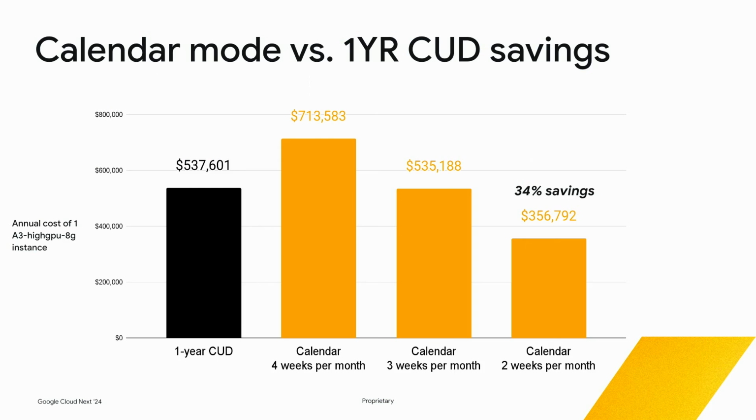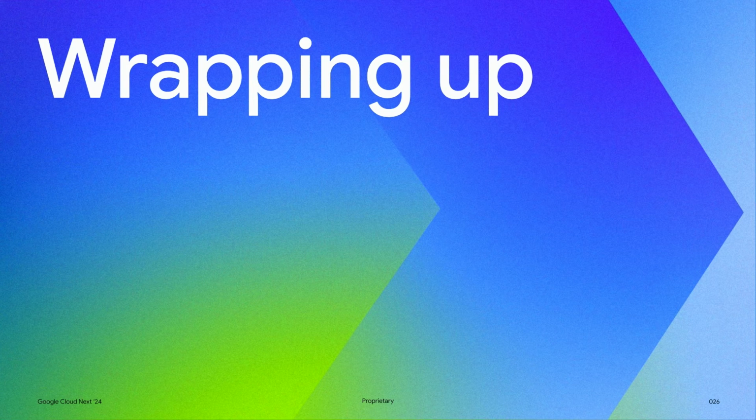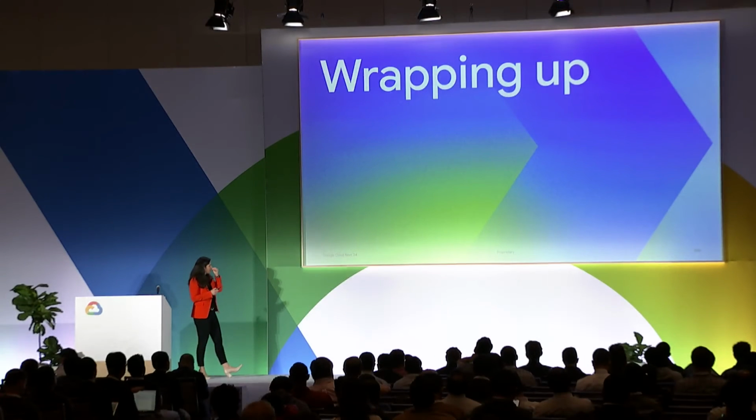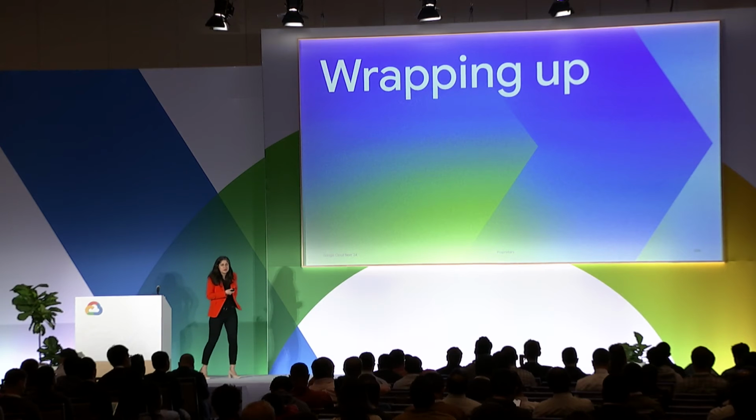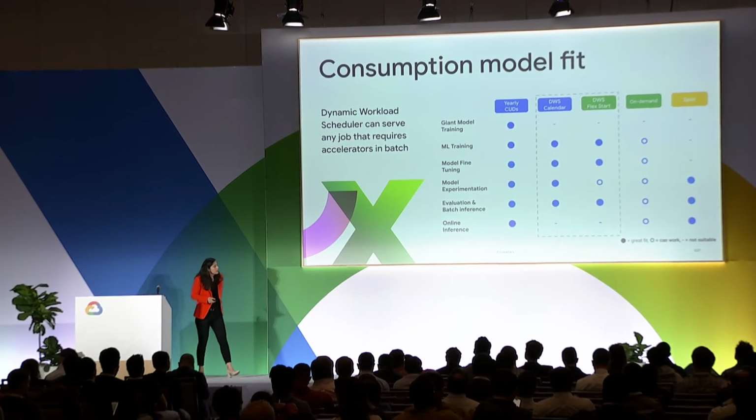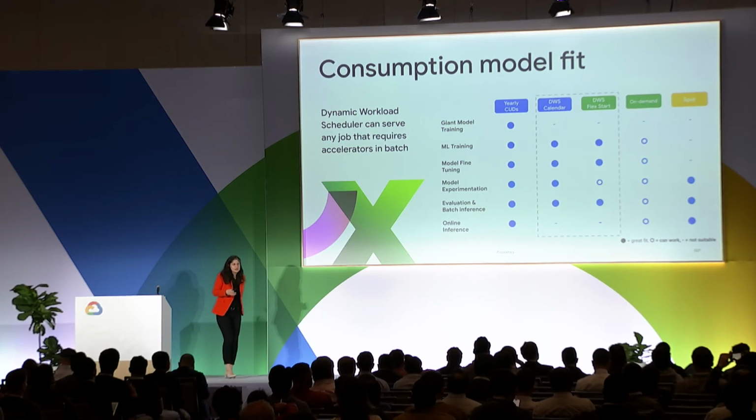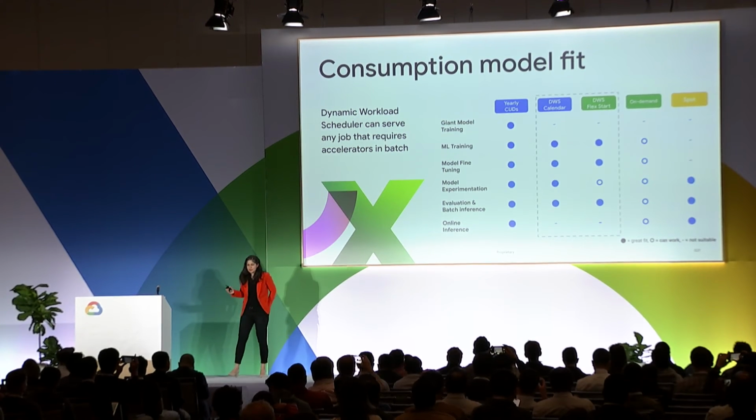OK, let's wrap up. In the wrap-up, we're going to do a quick summary, and then we're going to give you a few links to a few resources that we think are good to continue the learning journey for new consumption models. So as you've seen, DWS is not a one-size-fits-all solution. It is designed to accommodate training large language models just as effectively as it manages fine-tuning and batch inference tasks or continuous experimentation cycles. It gives you more options for short-term bursts that in the long run will accelerate your development cycles and save you money.